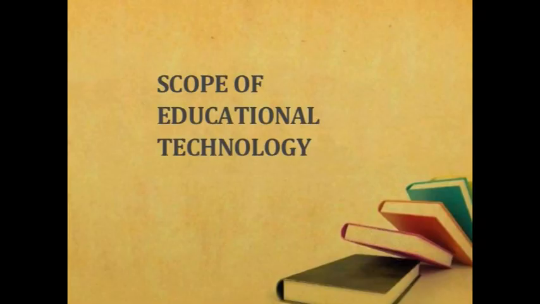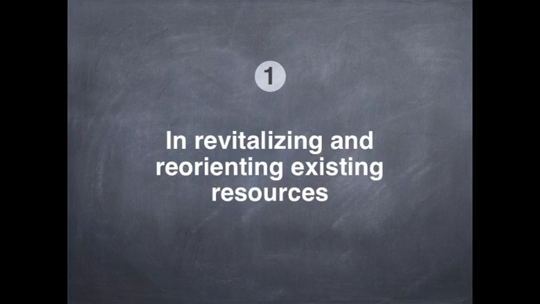Coming to the scope of educational technology. We can broadly discuss the scope of educational technology under the following headings. Number 1. In revitalizing and reorienting existing resources. To capitalize on the existence of a large number of institutions and facilities, nationwide networks, and trained professional and creative manpower in the area of ET. And to recognize the potential of ICT and the Internet and promote universal access.